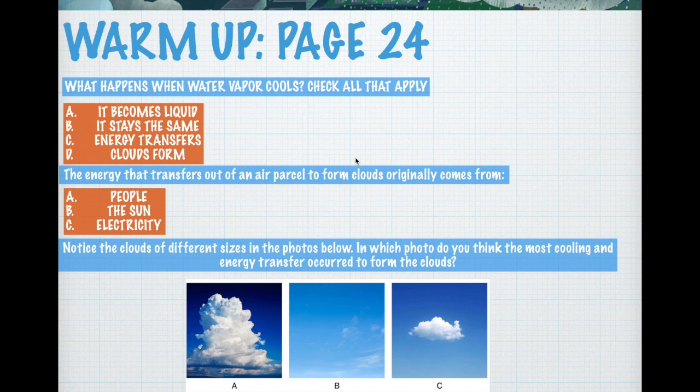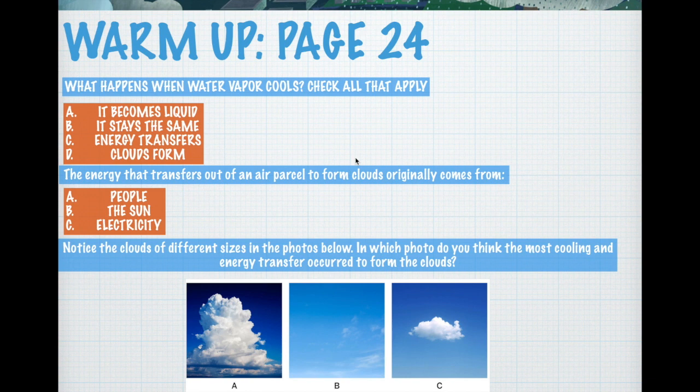So for question one, it says, what happens when the water vapor cools? We know from the previous lessons that the water goes from a gas phase into the atmosphere, and as it goes up, the air around the water vapor gets colder. As it gets colder, it changes back into liquid. This is what we call condensation. So A is correct. It becomes a liquid.